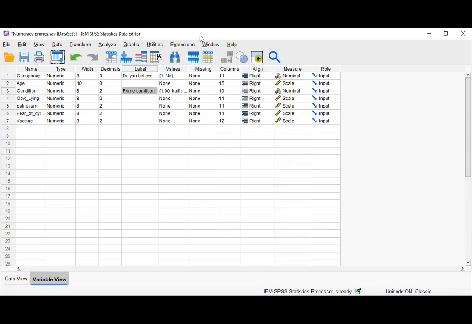Okay, I'm going to show you in this video how to do a factorial ANOVA using SPSS. To do this, I'm going to use the data set that you have for your SPSS worksheet for factorial ANOVA. It's in your instructions, the explanation of it.